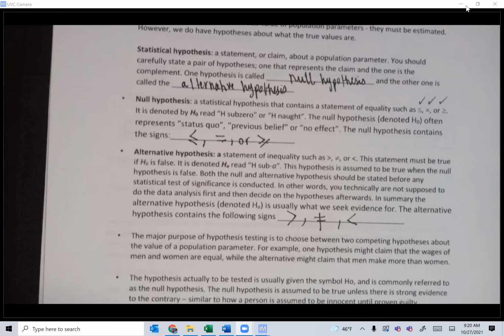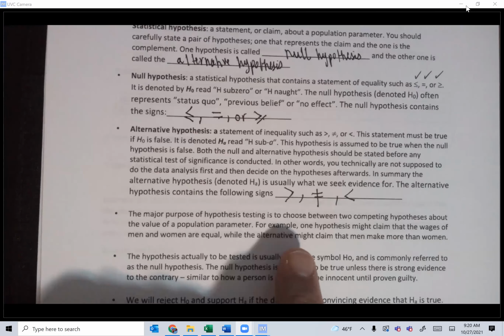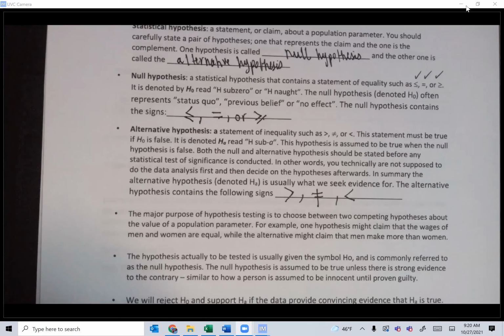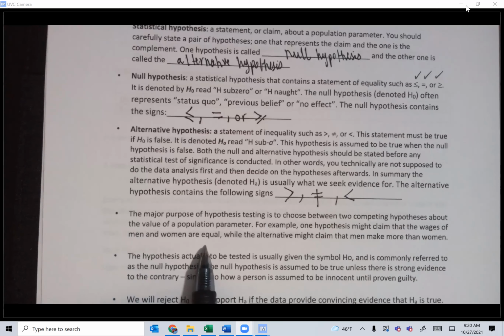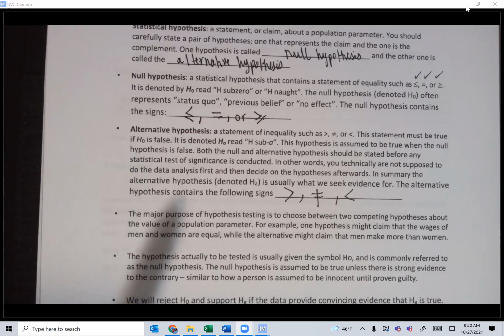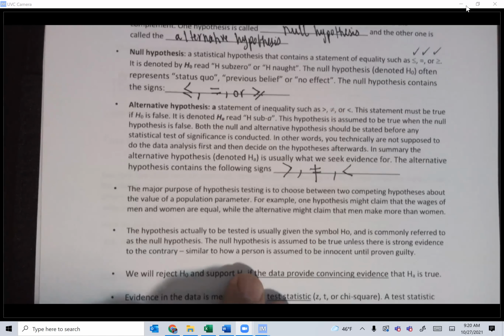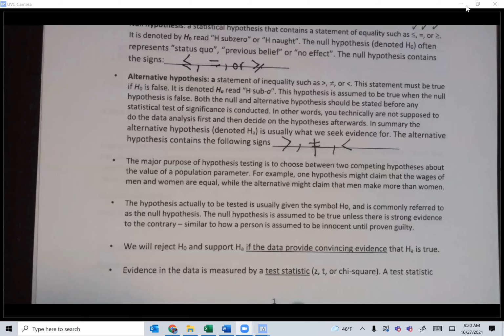The major purpose of hypothesis testing is to choose between two competing hypotheses about the value of a population parameter. For example, one hypothesis might claim that the wages of men and women are equal. The other one will be the wages of men and women are not equal. Or men make more money than women, or women make more money than men. So they have to be competing against each other. All right.